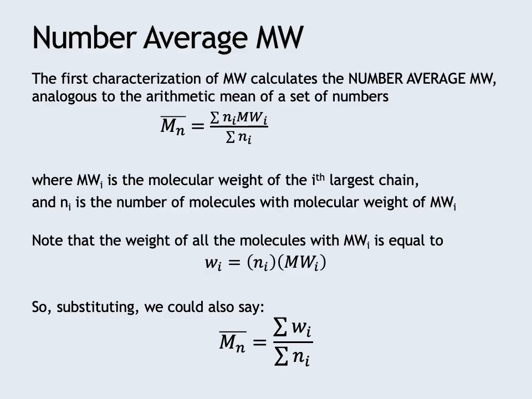And it's called the number average molecular weight. Take the total of N sub I times MW sub I, divided by the total N sub I. And as I said before, the number times the molecular weight in any group is the weight of that group, W sub I. So the number average molecular weight is equal to the sum of W sub I over the sum of N sub I. It's also equal to the sum of N sub I, MW sub I over the sum of N sub I. These two equations are both true.